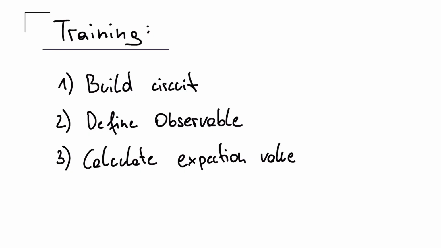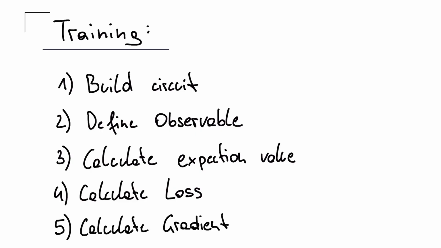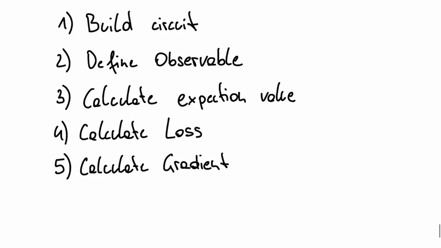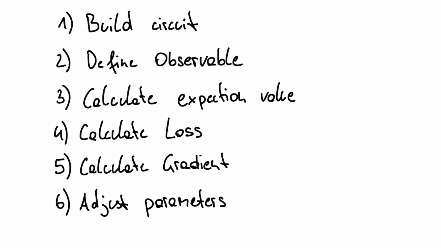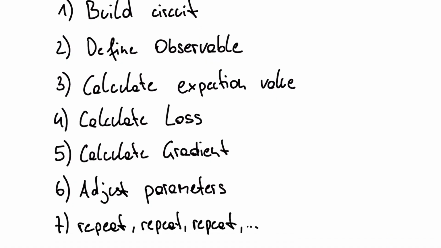We then use that expectation value to compute the loss. From the loss we compute the gradient. And this is where the actual training happens. We update the circuit parameters in the direction indicated by the gradient. We repeat this, compute expectation value, loss, gradient, update, until the loss is small enough and the model reaches an acceptable result.